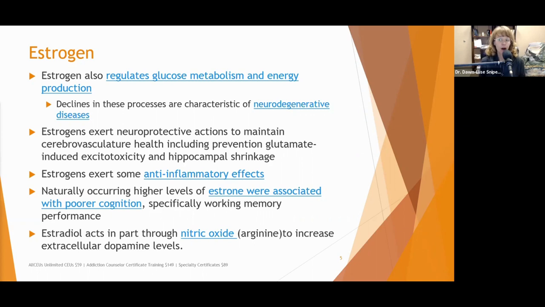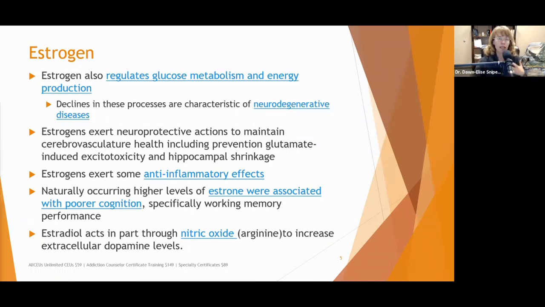Estradiol acts in part with nitric oxide to increase extracellular dopamine levels. Why did I put that one in here? Well, a lot of workout supplements and some of your energy drinks now contain nitric oxide, which is made from arginine, or made with arginine. And when those two things get together, they can increase dopamine levels. If people have enough nitric oxide and stuff in their system, but they don't have enough estrogen, then they may still have difficulty in some parts of the body producing enough dopamine.